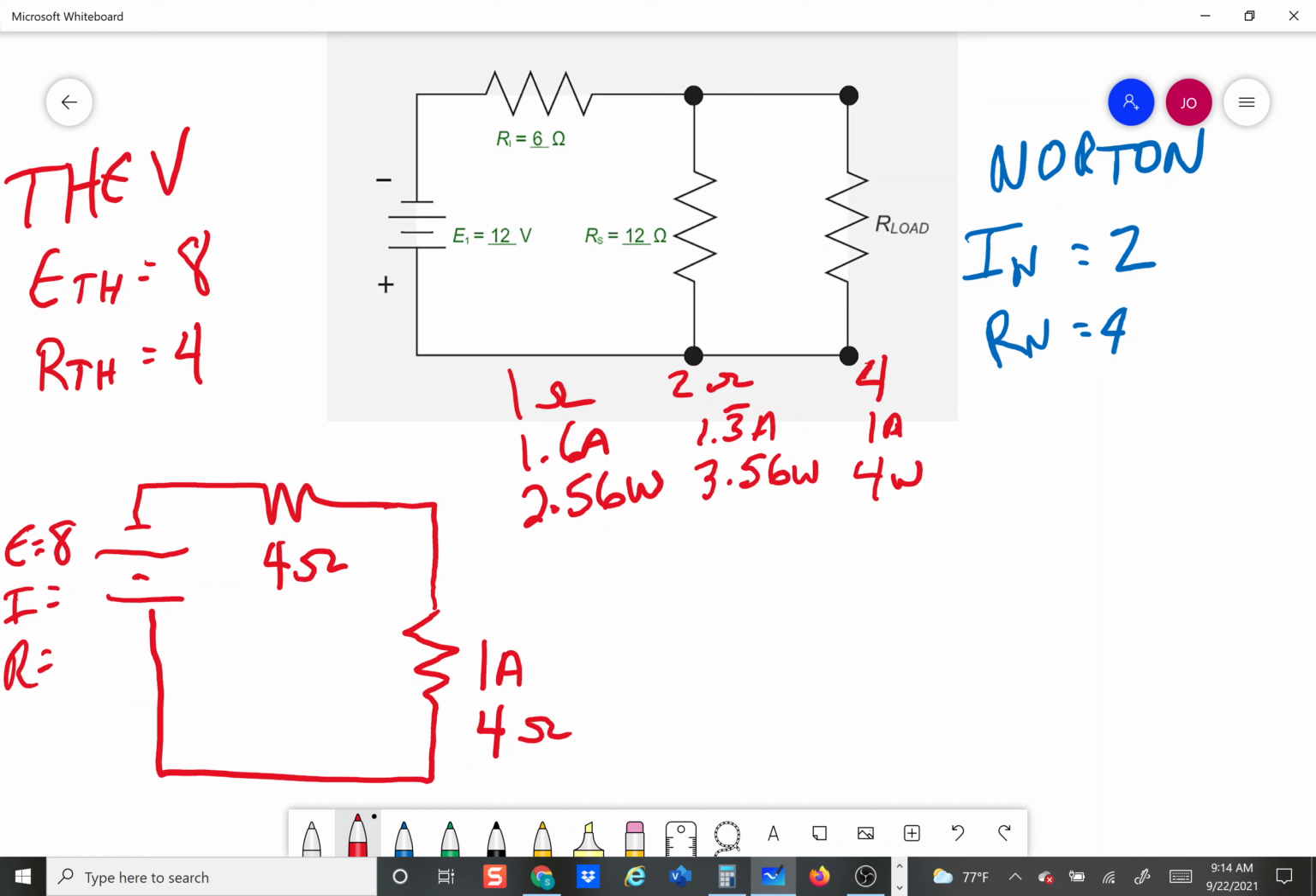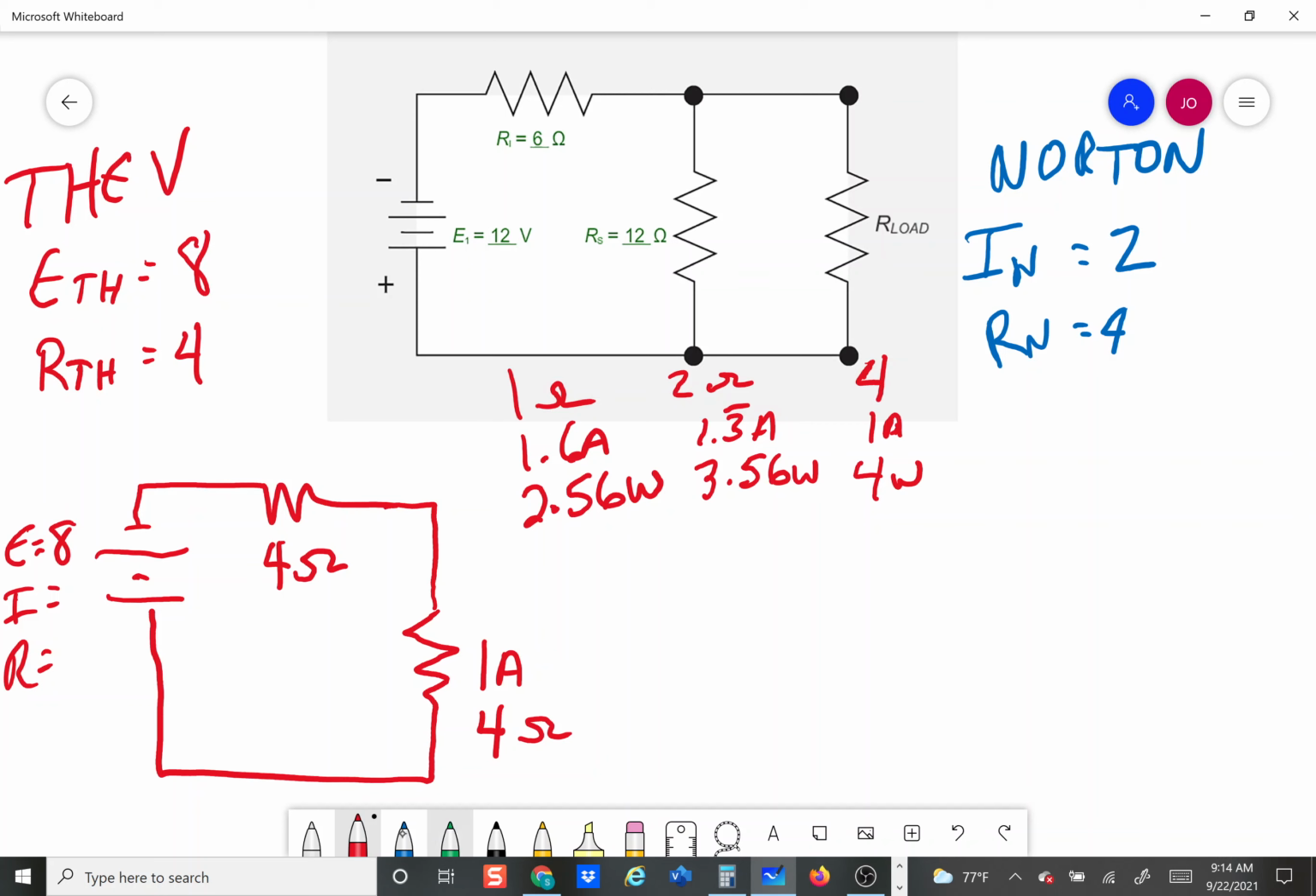So that's Thevenin. No matter what I do, I've got to add my Thevenin resistor to whatever my load resistor is, figure out how much current is flowing in the circuit, and then put that current through the load resistor. All right, now over to Norton. So Thevenin in that respect is a little bit easier to most people. It's solving for my Thevenin voltage that is the hard part.